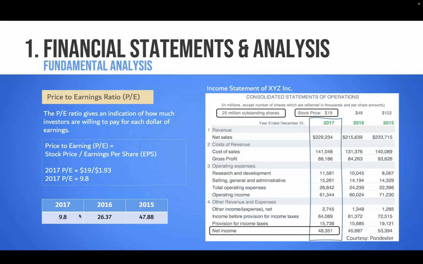Yeah, this is the price to earning ratio. So 9.8, so in 2007, the stock price is $19. So what 9.8 is telling you is, looking at the income of this company, the price of the stock is 9.8 times higher than the earnings per share. Basically, the dollars they are making per share compared to the price of the stock.